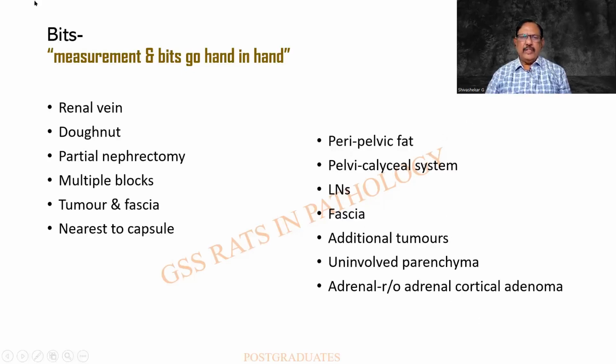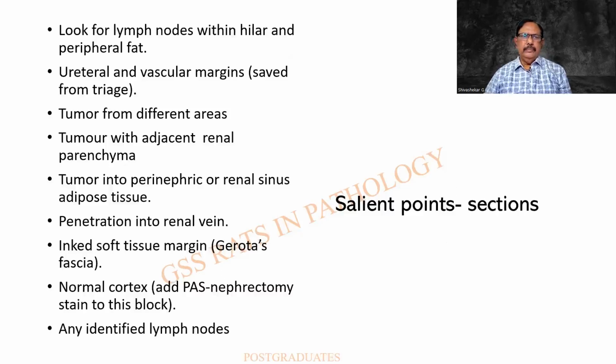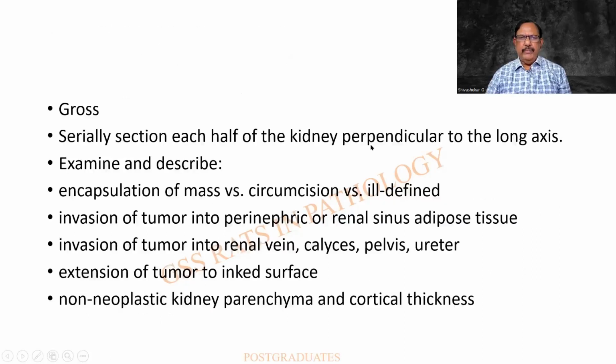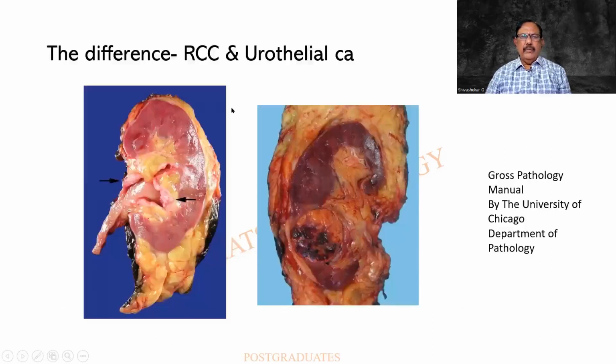Now, when you measure each of these, obviously there will have to be bits from each of them. Therefore, I have put this line deliberately: measurement and bits go hand in hand. So look for all these structures: the ureter, the blood vessels, and the tumor in different areas, penetration into a vein, lymph nodes at the hilum, Gerota's fascia, normal kidney. These are the salient points from where sections should be taken. So, again a repetition. The invasion into the perinephric fat and the renal sinus will be of great importance in staging and deciding the prognosis.